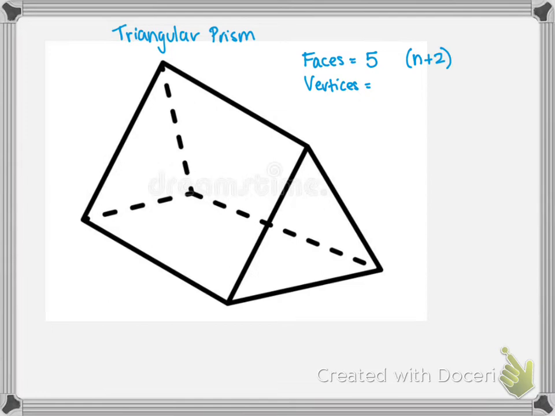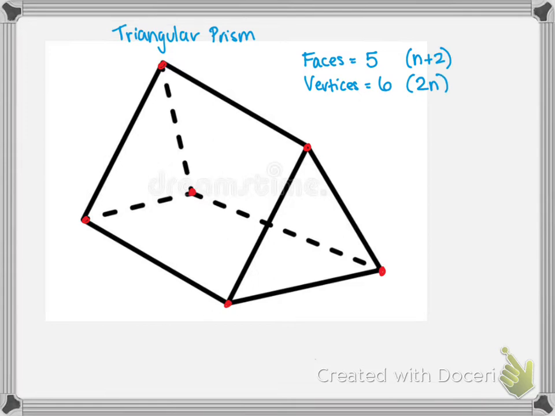The vertices, I'm going to use the red marker like I did in class, would be 1, 2, 3, 4, 5, 6. So there are 6 vertices here. Okay, the other way we could figure that out is taking 2 times n.